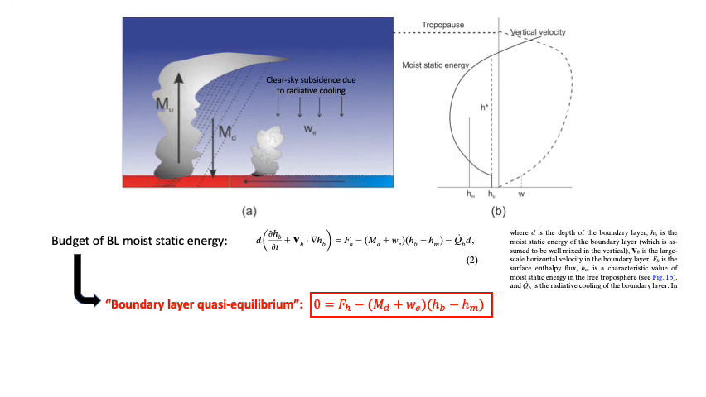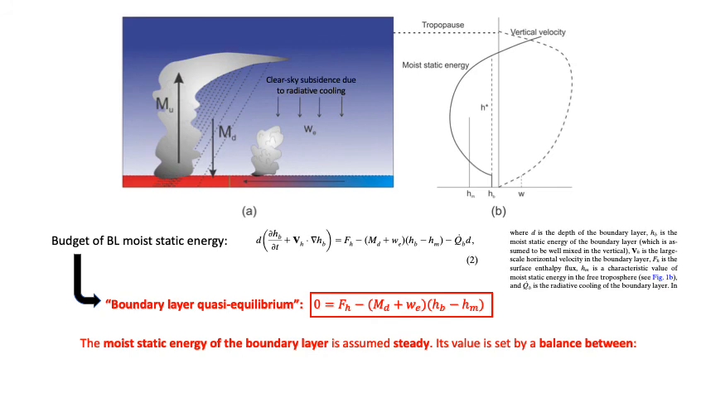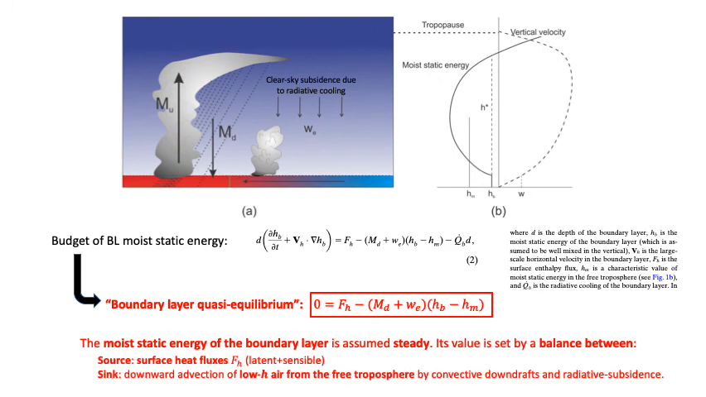And so what is this boundary layer quasi-equilibrium? I really just want to introduce this concept to you. You're assuming that the moist static energy of the boundary layer in any particular location is steady, and its value is set by a balance between two terms on the right-hand side. We have a source, which is surface heat fluxes, latent and sensible heat. There's almost always upward heat fluxes, as we showed before, from the surface to the overlying air. So that generally is enhancing the moist static energy of that air.